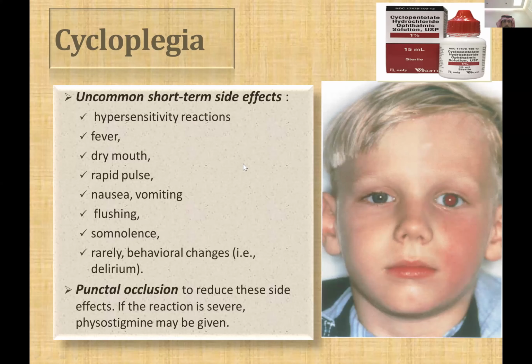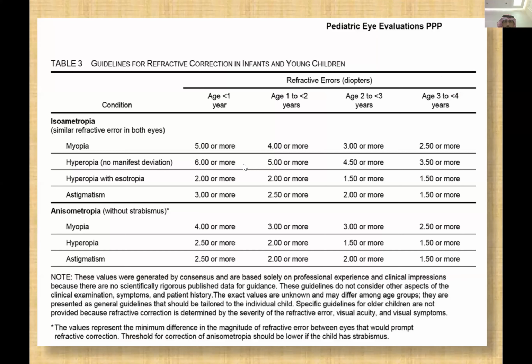This is a famous table from the American Academy of Ophthalmology Preferred Practice Pattern for amblyopia. It shows the guideline for correction in infants less than 4 years, and it's solely based on professional experience and clinical impression. The other problem in this table is that it will not tell how much you need to give.